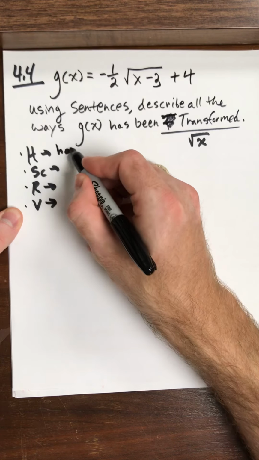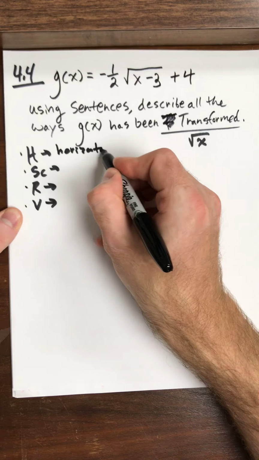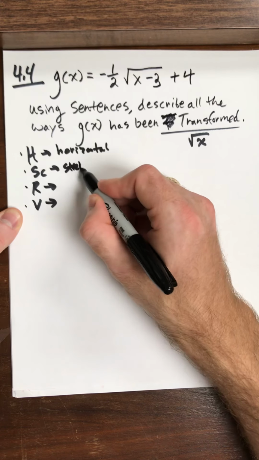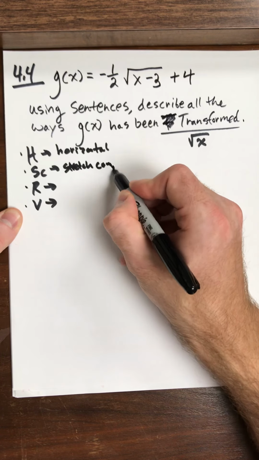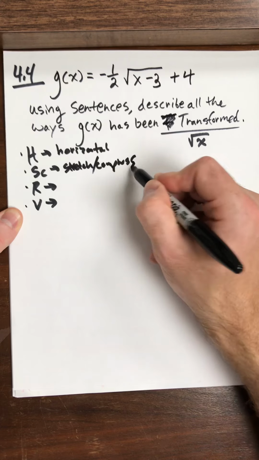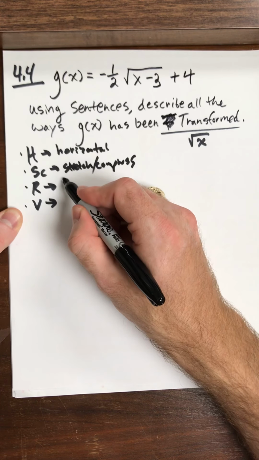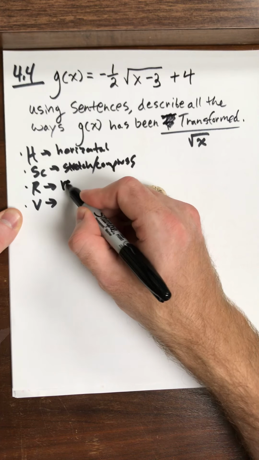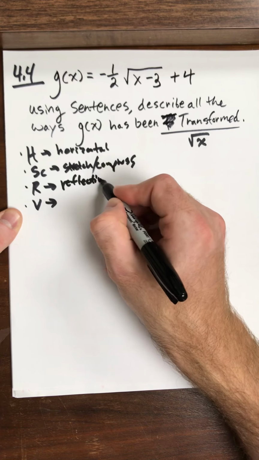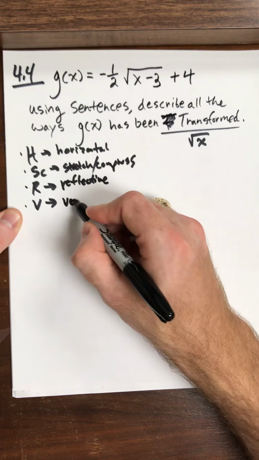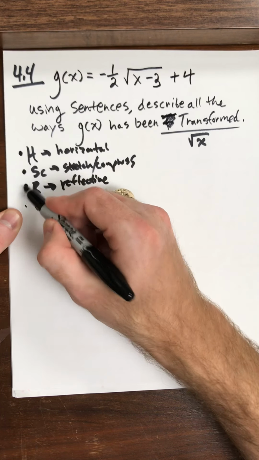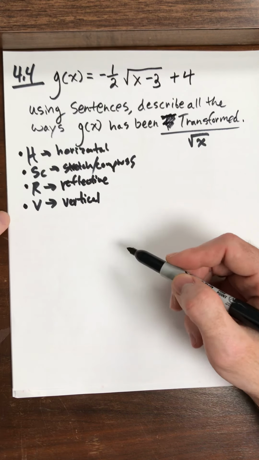But this is my horizontal. This is my stretch, compress. This is my reflective, so reflective. And then this is my vertical. This is the order in which I want to do my operations for my transformations.